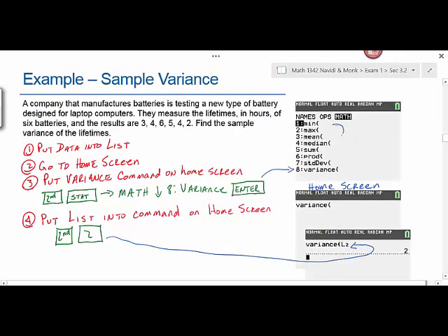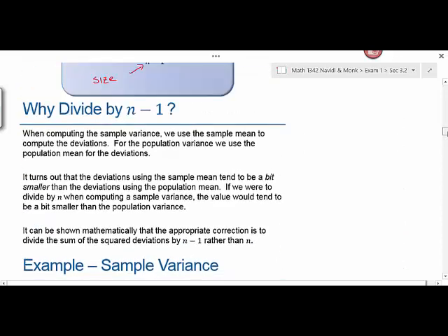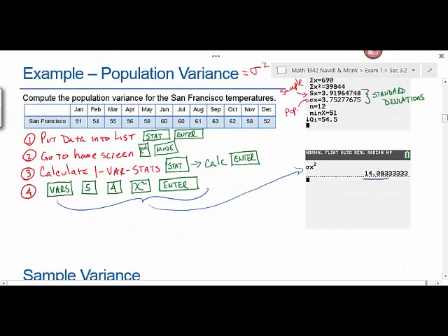By the way, I need to make a note. All of these commands are for sample data only. Right quick, let's go back and look at the last example that we did where we did the population variance following these steps.